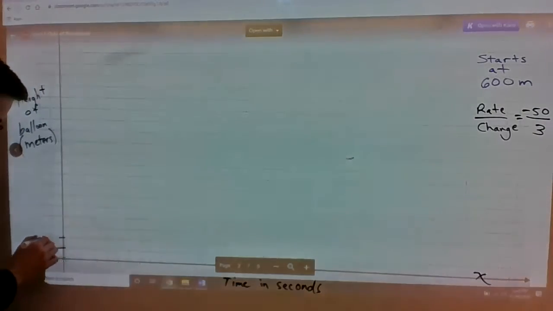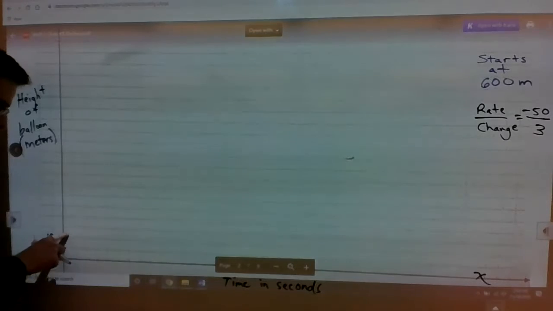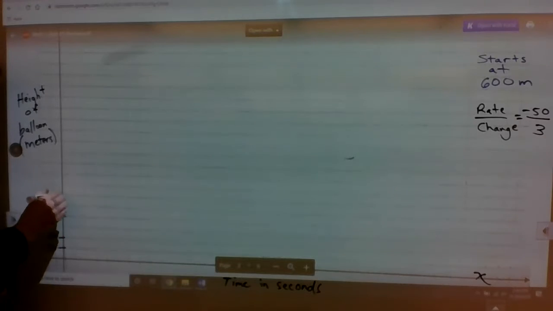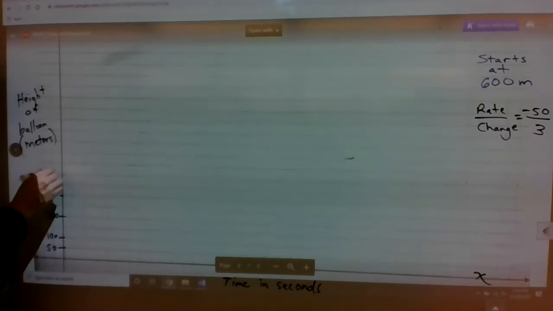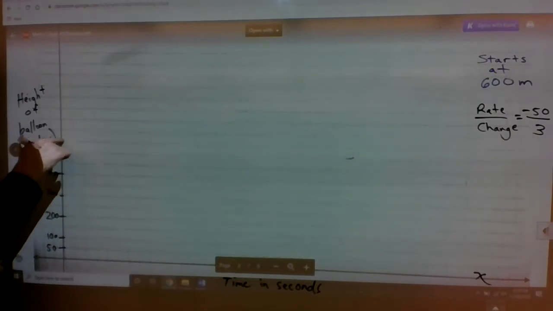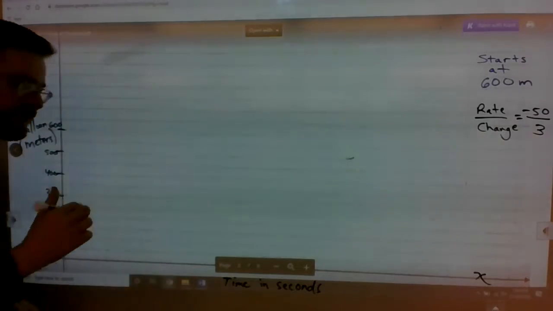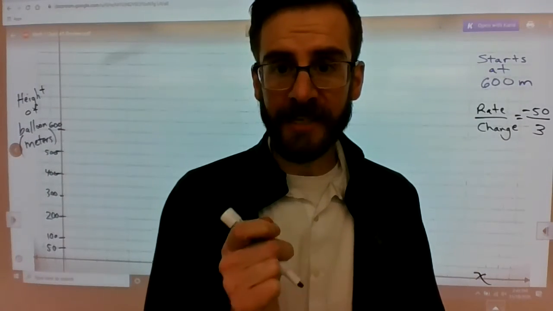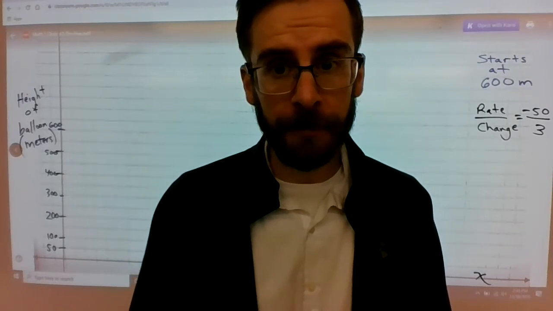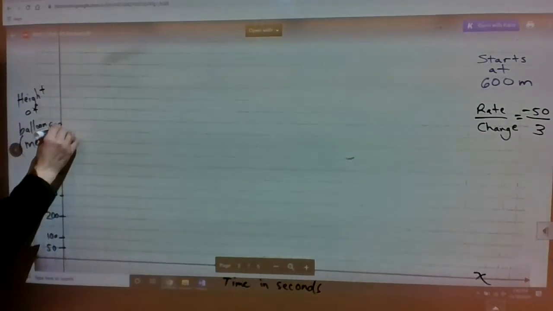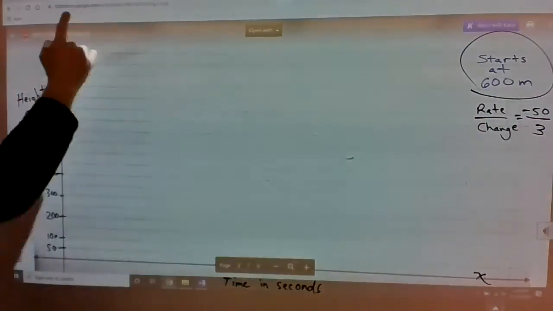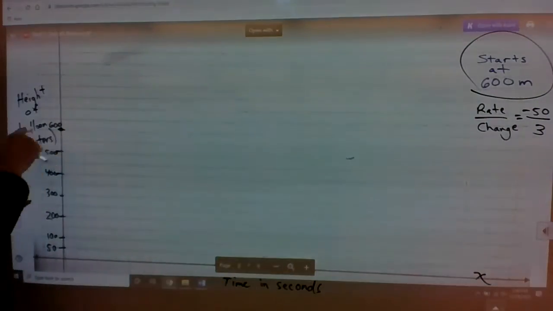So 50, 100, and maybe even every other one now I can just label, this one's 200, 250, 300, 350, 400, 450, 500, 550, and then 600. You must plot your first point on the y-axis. Some of you guys are not doing that. That's going to be a problem for the quiz tomorrow. Place your point right there. That's my starting point. It starts at 600 meters. On the y-axis, I'm plotting a point at 600 meters.